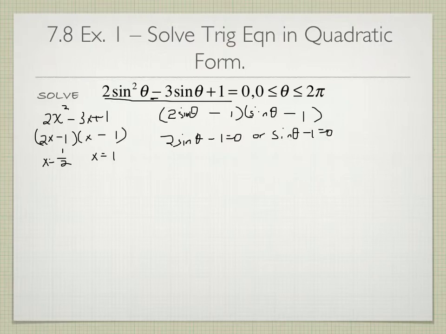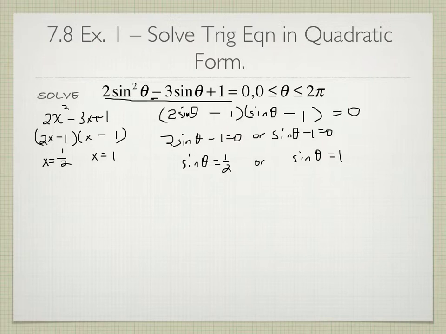Notice that I have an "or" here because that expression is equal to 0. Sine of theta then becomes 1/2, or sine of theta is 1. Okay, so we have two possible equations that we're going to be working with. Whatever answers I get from here and whatever answers I get from here, we're going to combine them and make sure that we check them as well.